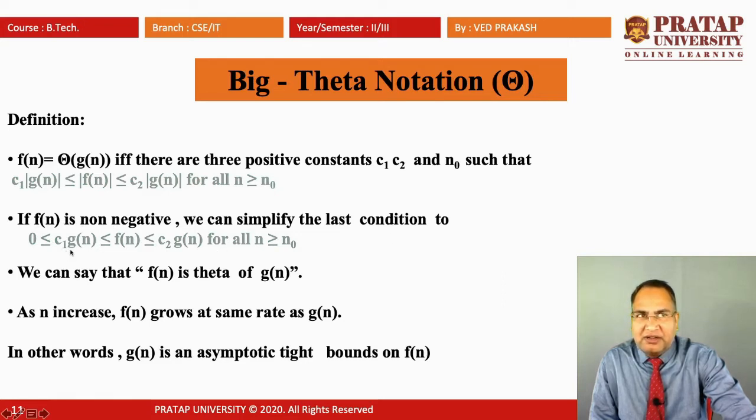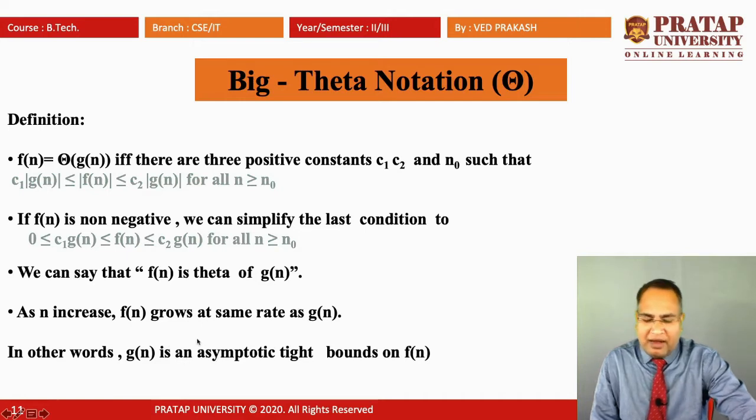The value of C1 G(n) is greater than or equal to 0, and C1 G(n) should be less than or equal to F(n), and F(n) should be less than or equal to C2 of G(n) for all values of n greater than or equal to n naught. So, we can say that F(n) is theta of G(n), and as n increases, F(n) grows at the same rate as G(n). That is considered the big theta notation. In other words, G(n) is an asymptotic tight bound for F(n).